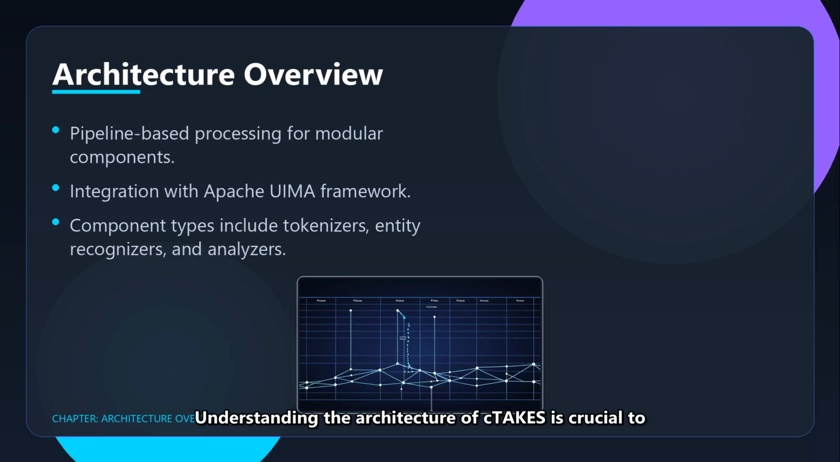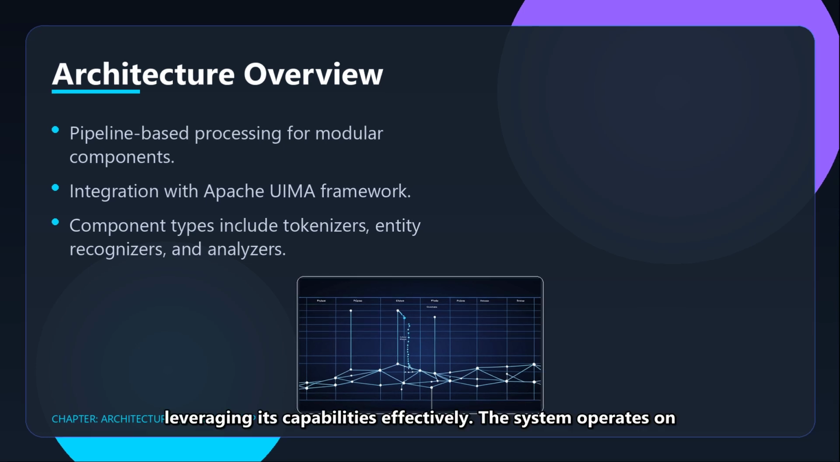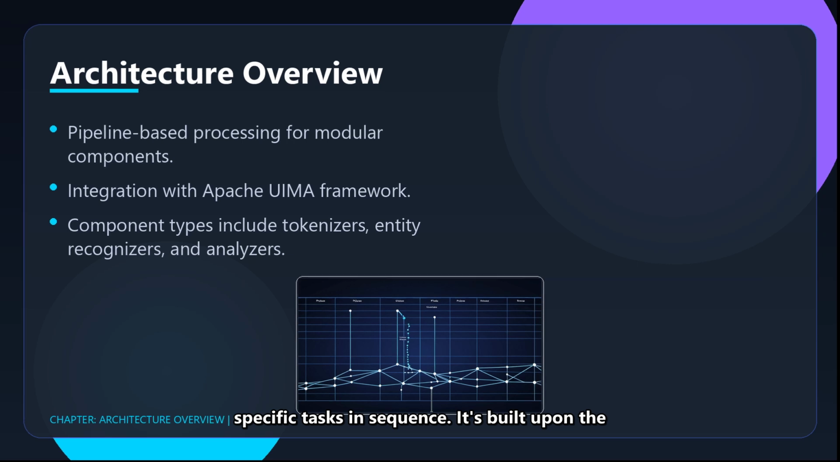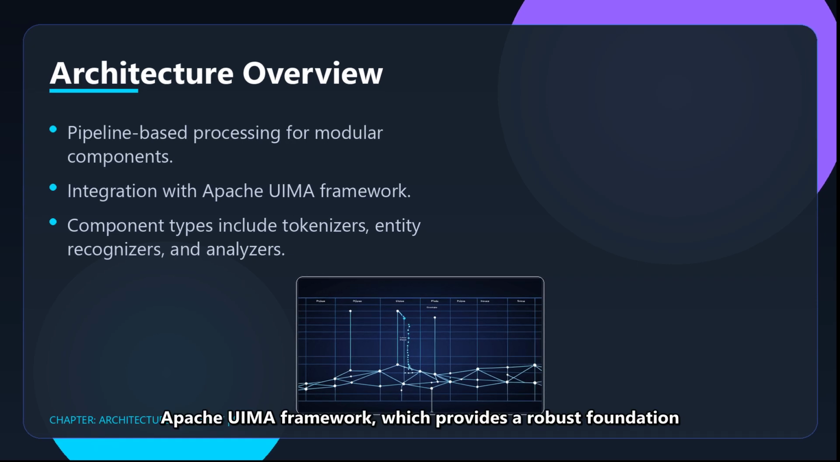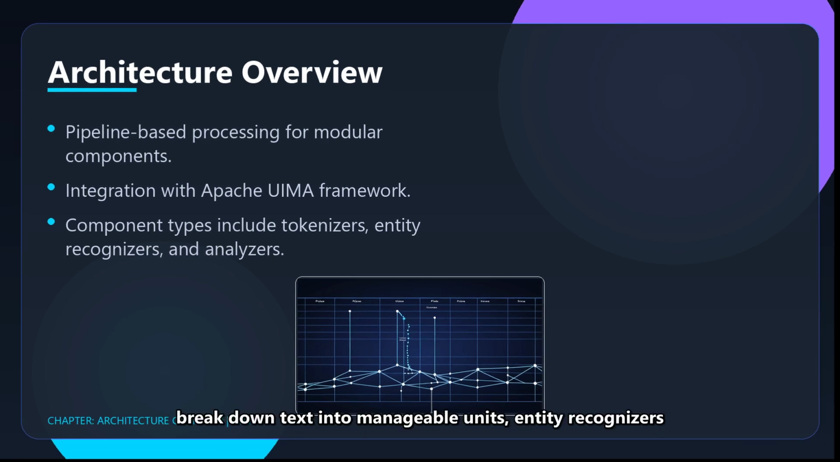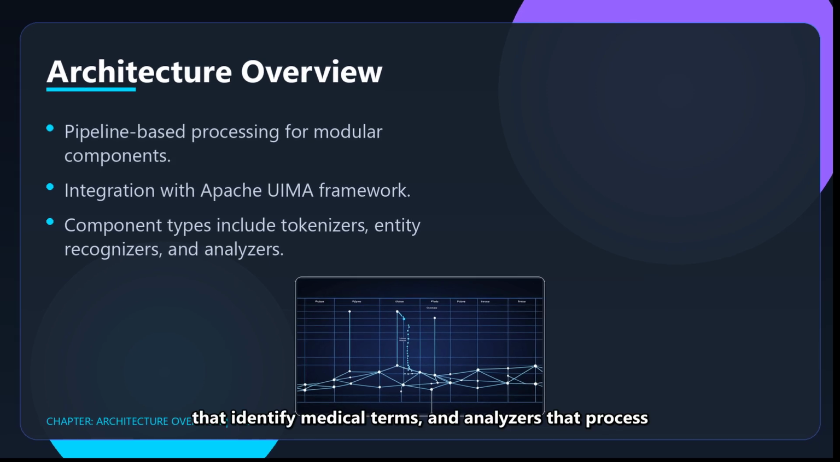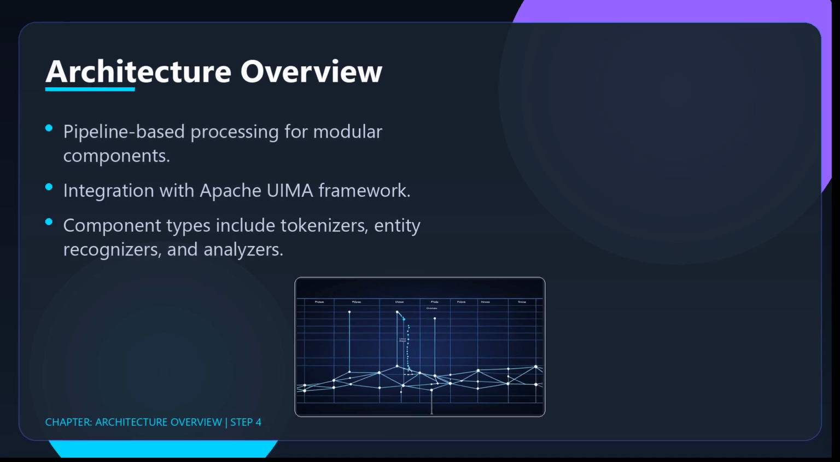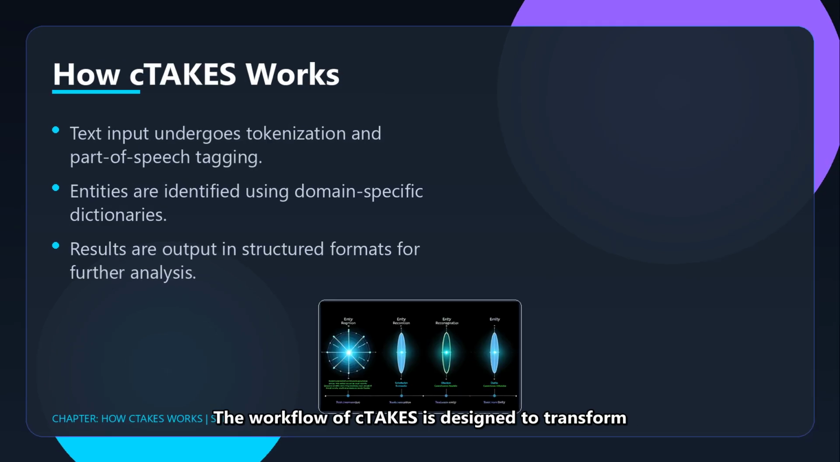Understanding the architecture of cTAKES is crucial to leveraging its capabilities effectively. The system operates on a pipeline model, allowing each component to perform specific tasks in sequence. It's built upon the Apache UIMA framework, which provides a robust foundation for NLP applications. Key components include tokenizers that break down text into manageable units, entity recognizers that identify medical terms, and analyzers that process context and relationships. The workflow of cTAKES is designed to transform raw text into actionable insights.